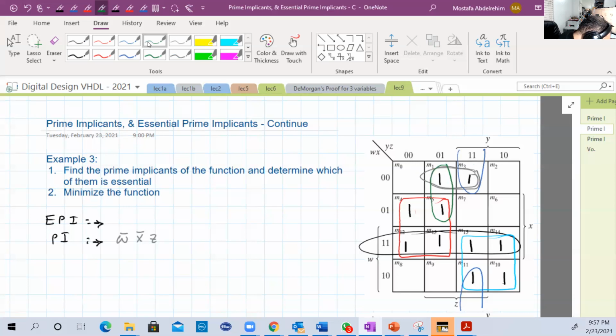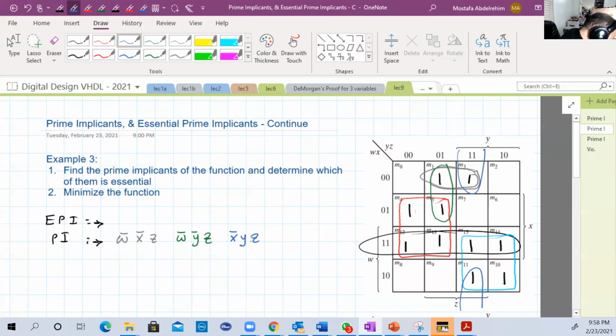Now the green is not essential also. It is just a normal one. And it's W bar, then X is changing, Y is not changing but it's Y bar, and Z. How about the blue? The blue is also non-essential, just a normal prime implicant. And it is W is changing, X bar is not changing, Y is not changing, and Z is not changing.